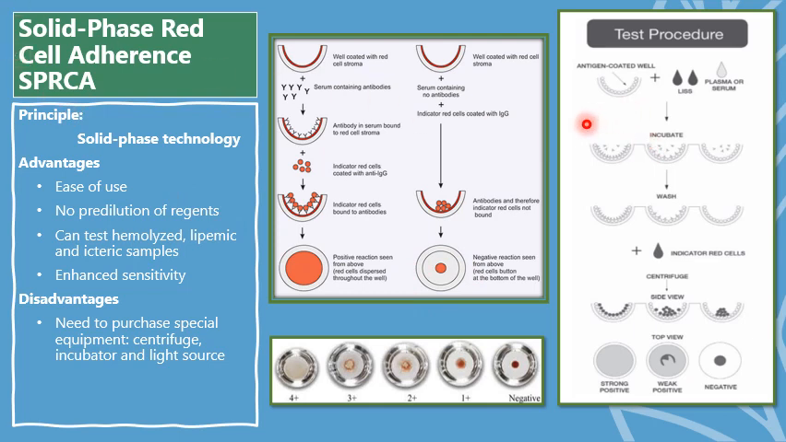The procedure of this technique is LISS plus plasma or serum is added on the antigen-coated well. Next is the incubation, and then you will wash them, and then indicator red cells are added, and then centrifuge, and then observe for agglutination. So these are the reactions that you will see in SPRCA: 4 plus, 3 plus, 2 plus, 1 plus, and the negative. So there is a tight button.